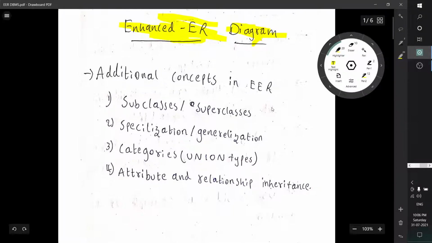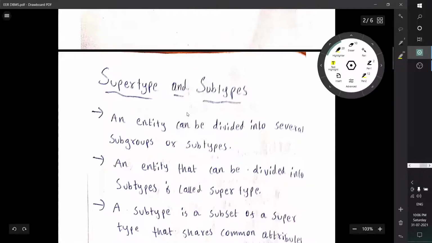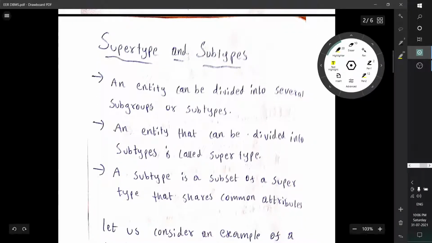So if we are perfect in these four topics, then we can say we are able to answer any question belonging to the EER diagram. So first one, the subclass and subtypes. So supertype and subtype. An entity can be divided into several subgroups or subtypes.